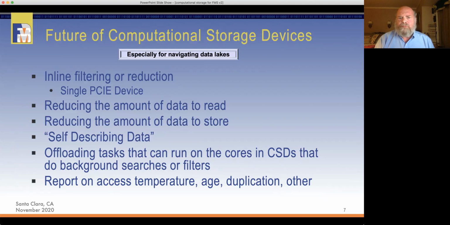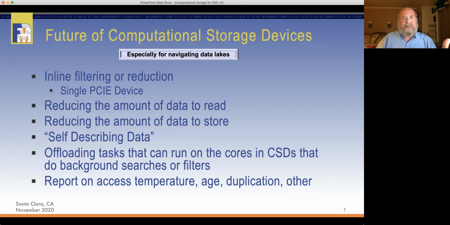I kind of break it into several parts. The first is doing an inline filtering or reducing. And again, the reason I say inline is to allow, with a single PCI Express function, to take data and manipulate it inline. And so it could be a form of reducing how much data, only read data from this region that fits these characteristics, for example.